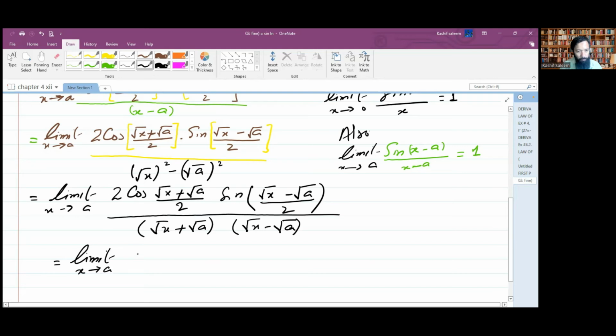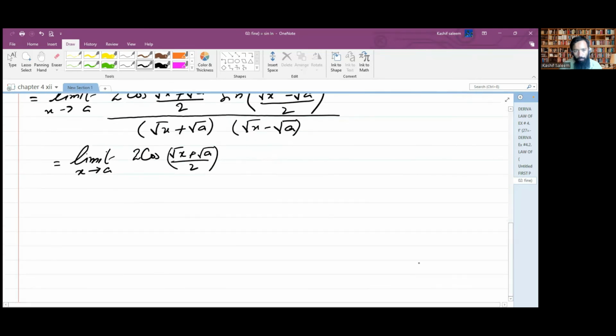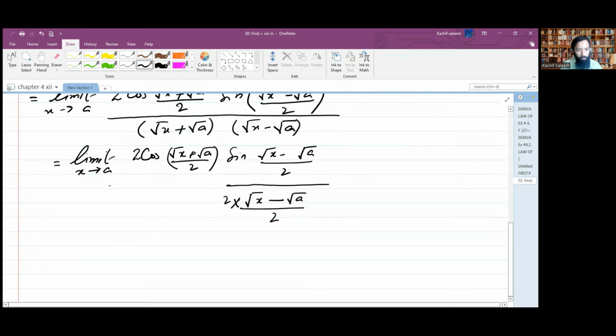Limit x approaches to a, 2 cos root x plus root a upon 2, sin root x minus root a upon 2, divided by root x plus root a, this will be minus. So we divide by 2 and multiply by 2. So we multiply and divide by 2, that is under root x plus under root a. Now this 2 is cancelled out by this 2, so this value should be equal to 1 if we apply the limit here.